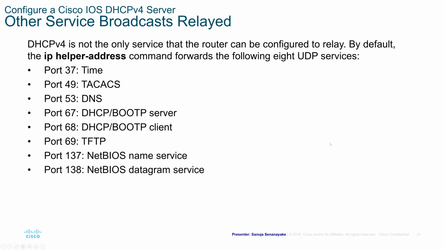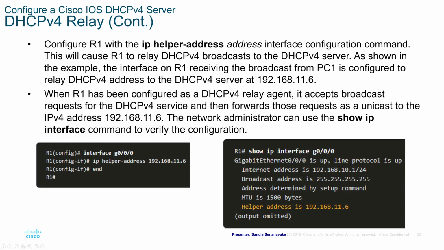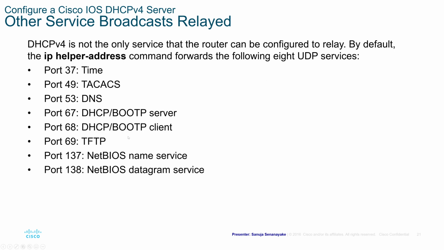So there are other broadcast relayed messages. DHCPv4 is not the only service that the router can be configured to relay. By default, the ip helper-address command forwards the following 8 UDP services. So when you enter the ip helper-address command, as we did on the previous slide, and you enter that IP address, it will by default relay all of these messages, not just the DHCP messages. So it's going to be port 37 time messages, port 49, port 53, and 67 and 68, which are the DHCP packets, DHCP server and client. Port 69 is TFTP, 137 is NetBIOS, and 138 is NetBIOS as well.